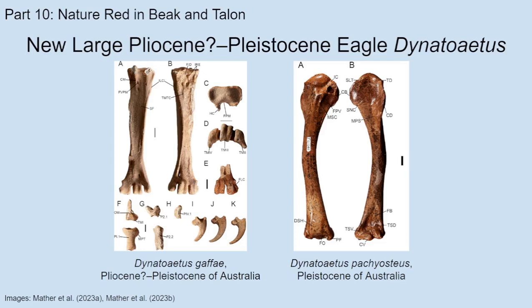And the wedge-tailed eagle today can prey on adult kangaroos. They usually do it by working together. Two eagles will work together to attack an adult kangaroo, but they're capable of doing that. So yeah, just imagine what these two species of even bigger and more robust eagles would have been capable of. Quite an amazing find. So yeah, giant eagles from Australia were definitely some of the highlights of avian paleontology in the past year.